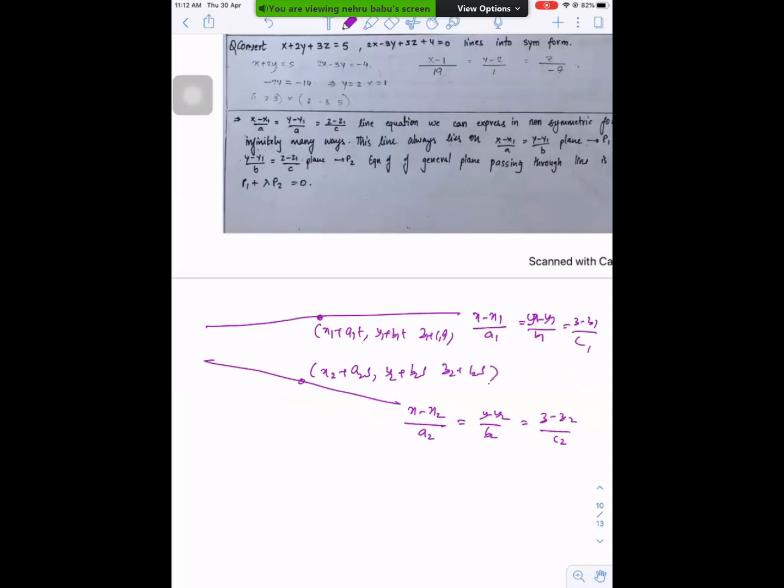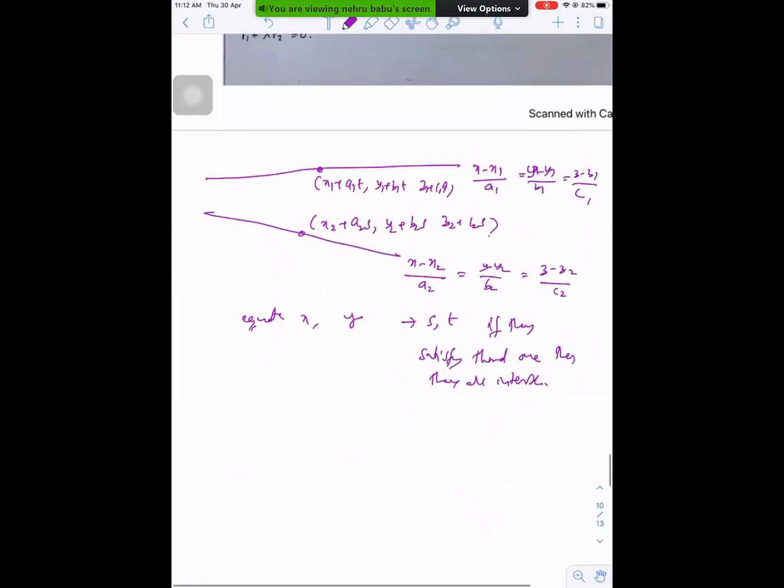Now here what to do? Equate x coordinates and y coordinates. Then we will get s and t values. By equating x and y coordinates, we will get s and t values. If they satisfy the third one, then they are intersecting. And obviously we'll get the point of intersection also by substituting in the third one.